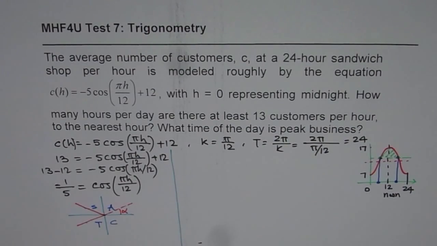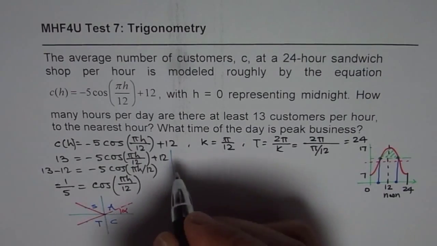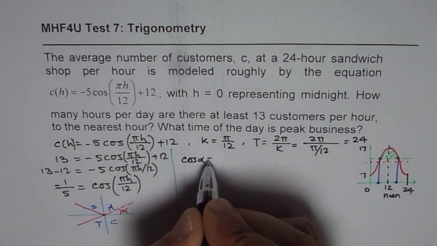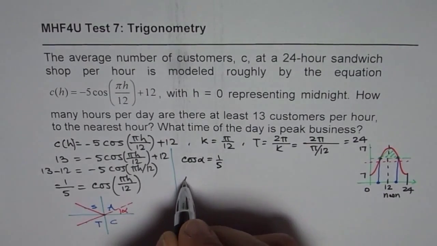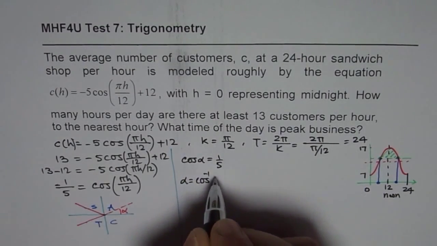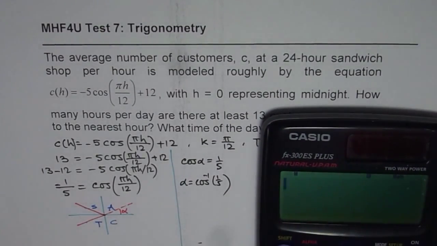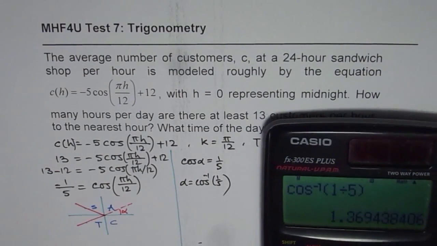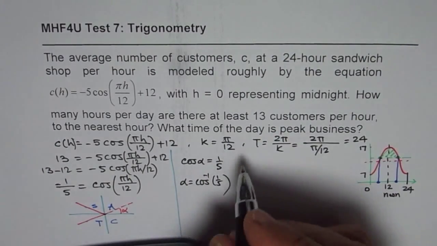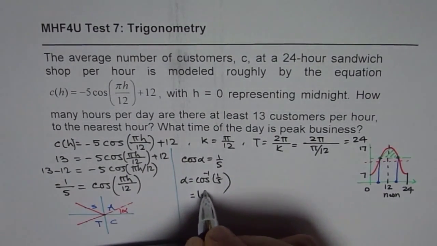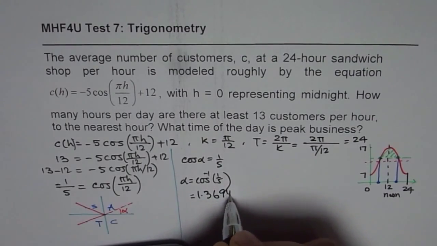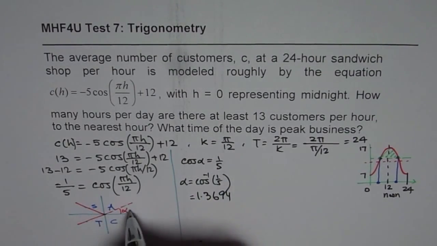So let us say cos of alpha equals 1 over 5, then alpha is cos inverse of 1 over 5, correct? We'll use the calculator and find this value. Second function, cos inverse 1 divided by 5, bracket close, equals 1.3694. So that is the value of alpha.